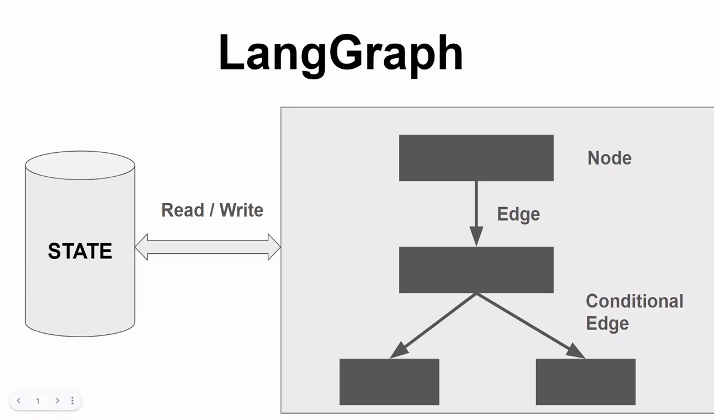There are three key concepts. First one is a state. It acts as a central repository. Each node reads a value from the state, and it is also updated once the node is executed.